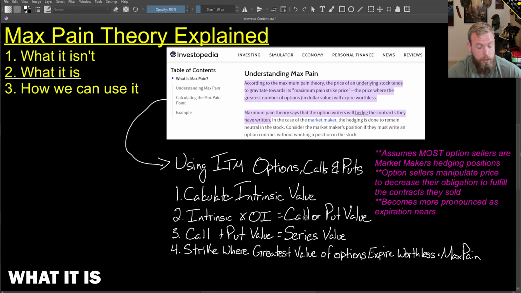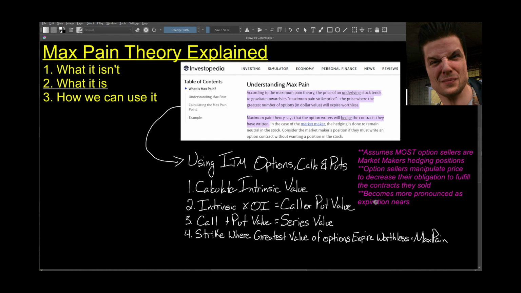Once you get the value for all of the options in that chain, then we understand the series, the expiration cycle value. And we need to find the specific strike price where the vast majority of the greatest value, as a dollar amount, of options expire worthless. That's the maximum pain strike. Get it? Pain strike. I hope somebody picked that up.